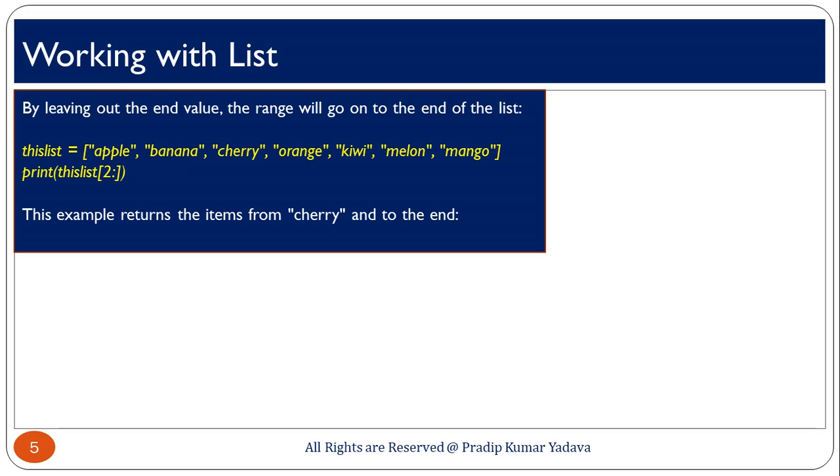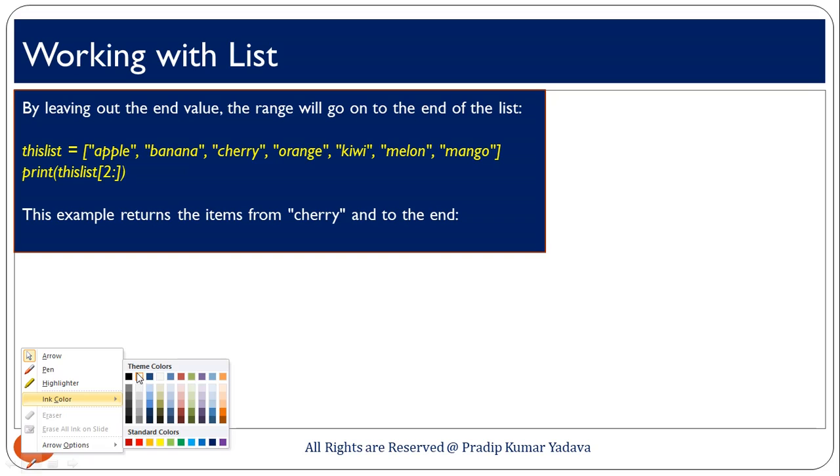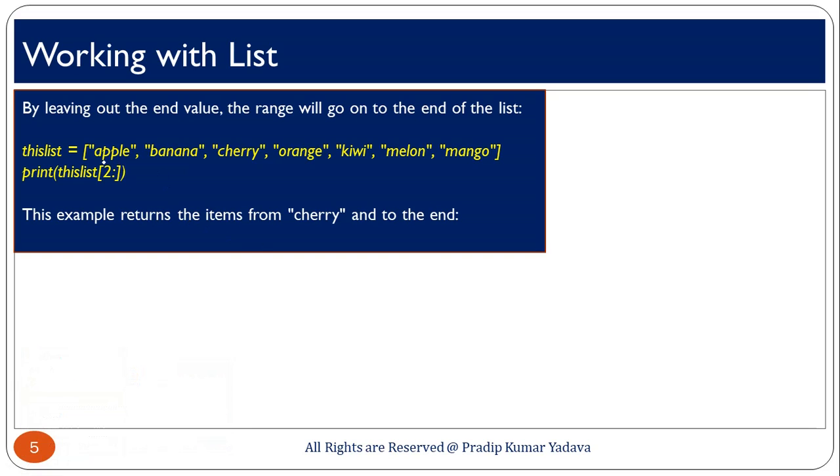So, this is the concept of leaving out the start range, and when we are talking about leaving out the end value, then what happens? Then the range will go to the end of the list. See here, you can see there is no start value. Then what happens in this case? This will be 0 and 1. Now, in this case, from here to here it will return, okay, because there is no specific end. So, from that position to the end, the list will be returned.